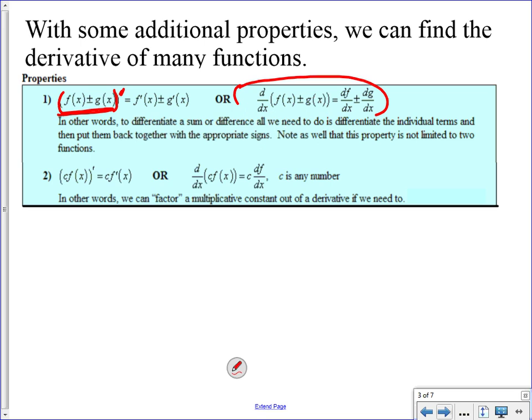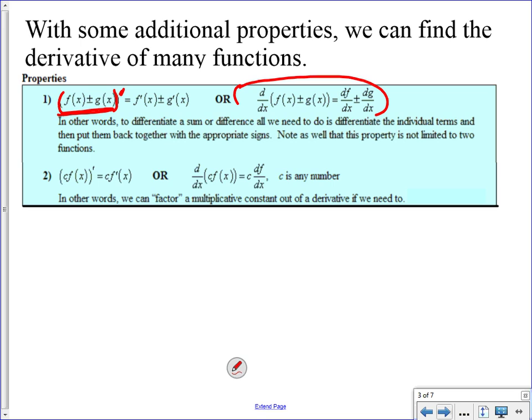But the main takeaway is to differentiate a sum or difference, all we need to do is differentiate the individual terms and then put them back together with the appropriate signs. This is not limited to two functions, okay?